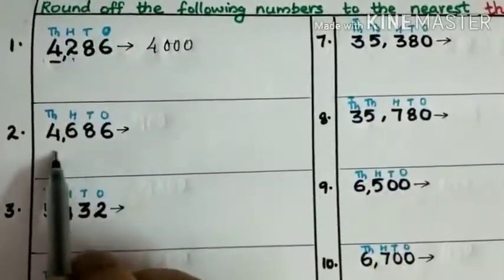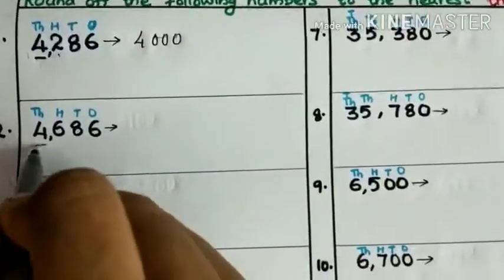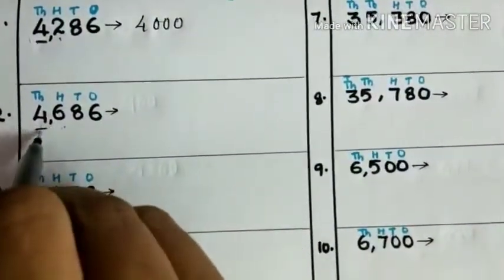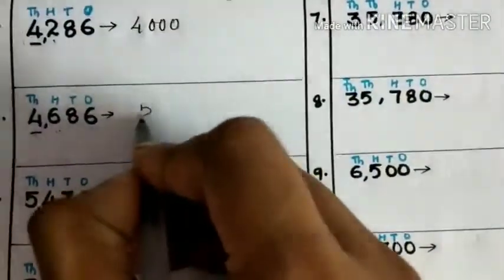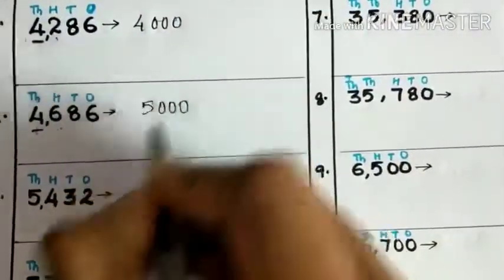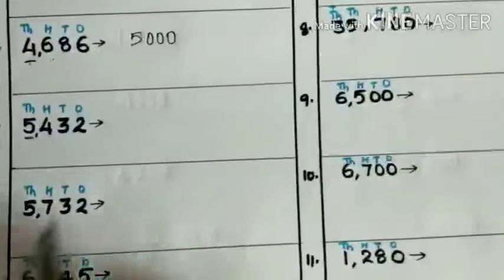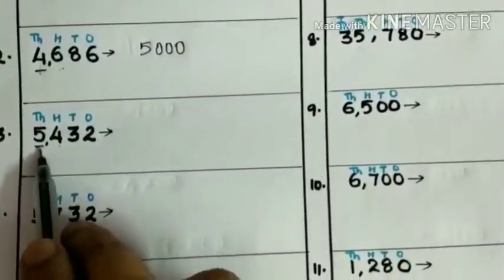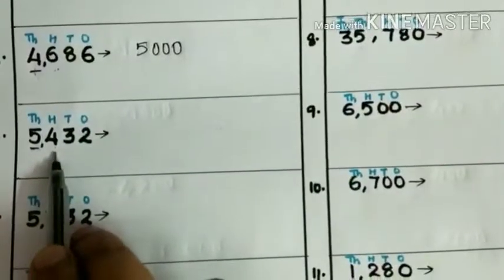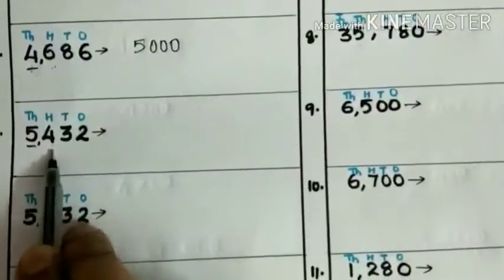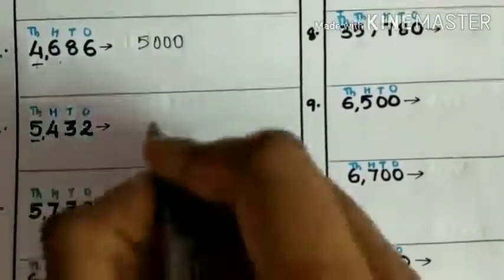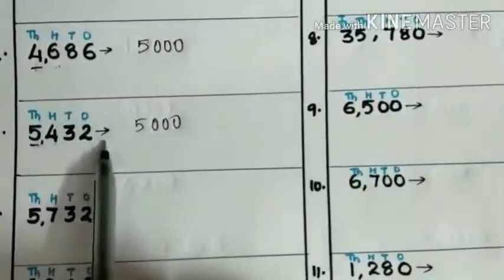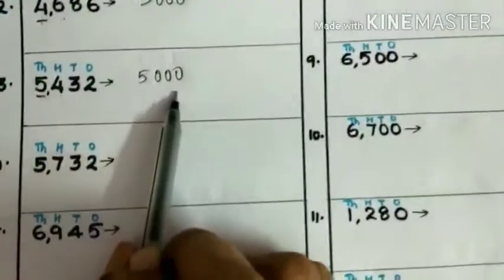4686. Underline the thousands place digit 4. Next, hundreds place 6. 6 is greater than 5. So 4 will change and become 5. 5000. 5432. Underline the thousands place digit 5. Next, hundreds place digit is 4. Less than 5. So 5 will not change. 5000. 5432 rounded down to 5000.